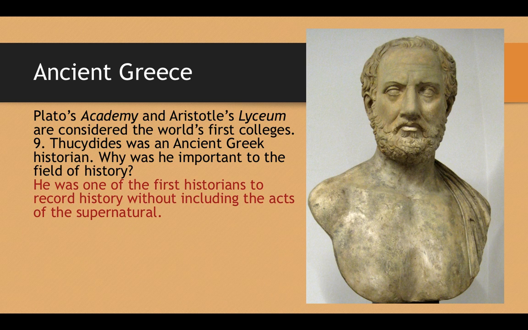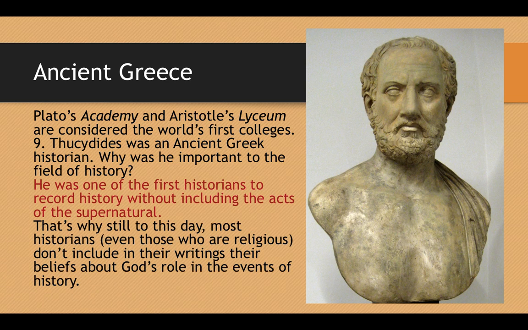Now, he was important to the field of history because he was one of the first historians to record history without including the acts of the supernatural, meaning God or the gods. So before Thucydides, people would write history like this. They would say, Athens defeated Persia in the Battle of Marathon in 490 BC because Zeus was on their side and he helped them win. Okay? And Thucydides said it's not the part of a historian to attribute anything to the supernatural, to God or to the gods, but rather to put the facts there for you and then let the reader come to their own conclusion about what they believe God's role was in certain historical events.